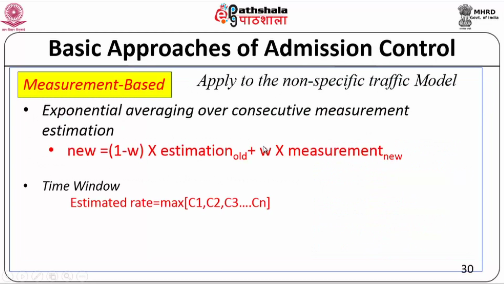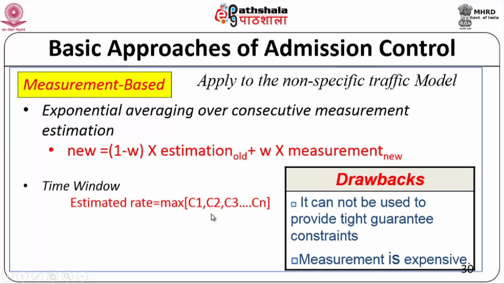Another approach that is normally used for admission control is measurement based, because I need to know how much bandwidth is currently being used. What is normally done here is that you take an exponential average over consecutive measurement estimations. In the normal weighted average mechanism, you weight the older value by a factor of 1 minus W, and W for the current measurement, calculate the new measurement, and make your estimations based on these measured values, or it could be based on some time windows and so on. These are certain techniques used for admission control. This again cannot be used to provide very tight guarantee constraints, and measurement is expensive. So that's a challenge in this kind of approach.